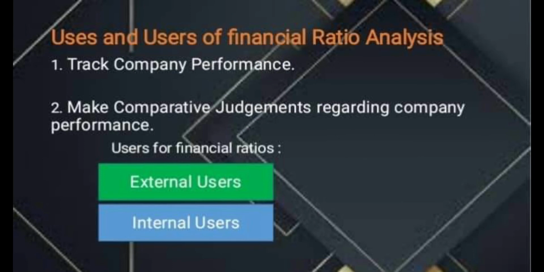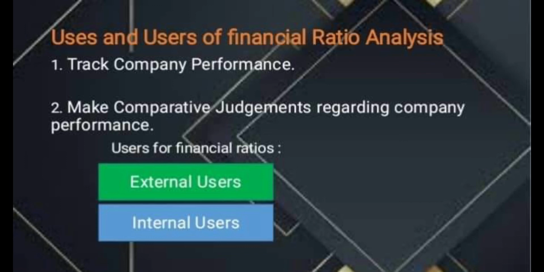Uses and users of financial ratio analysis. Track company performance. Determining individual financial ratios per period and tracking the change in their values over time is done to spot trends that may be developing in a company. For example, an increasing debt to asset ratio may indicate that a company is overburdened with debt, and may eventually be facing default risk.